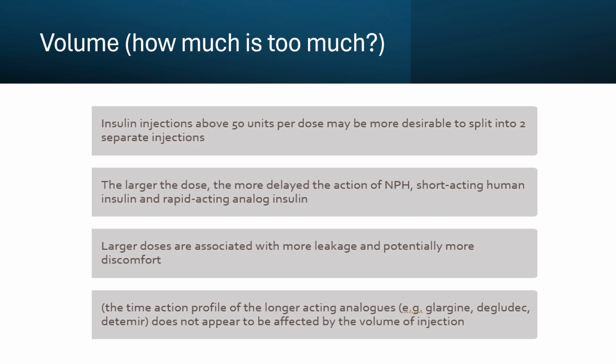The time action profile, though, of the longer acting analogs like glargine U100, glargine U300, degludec, detemir, doesn't seem to be affected by the volume of injection. It's only the NPH, the Rs and Torontos, and rapid acting insulins that have that issue.